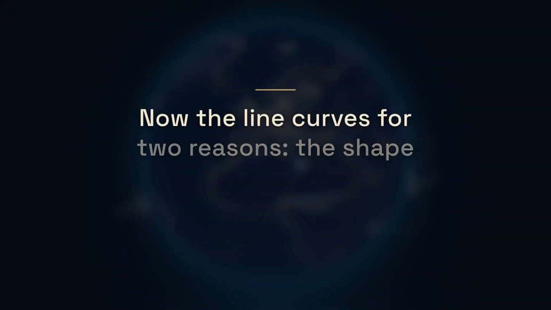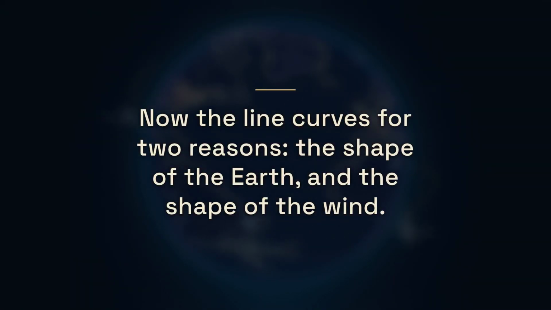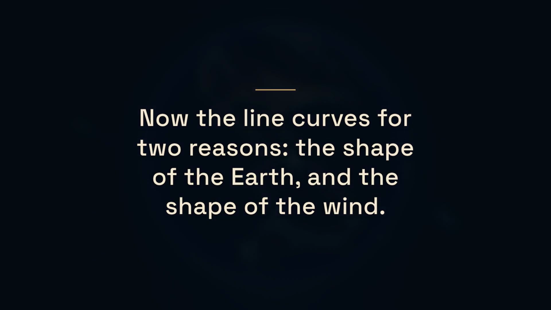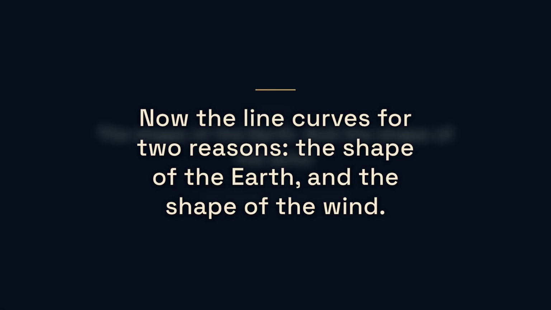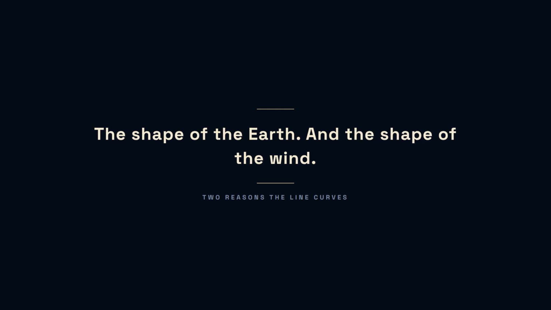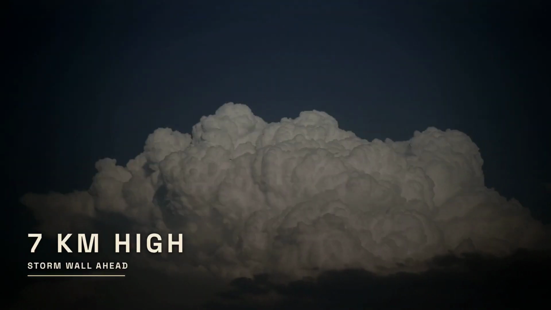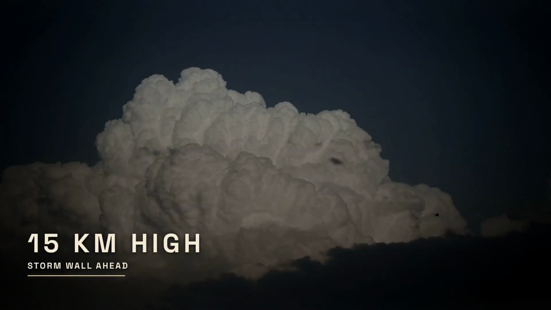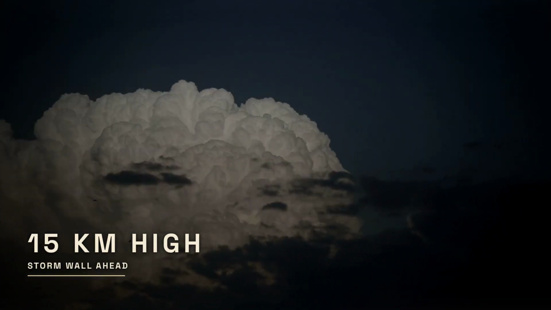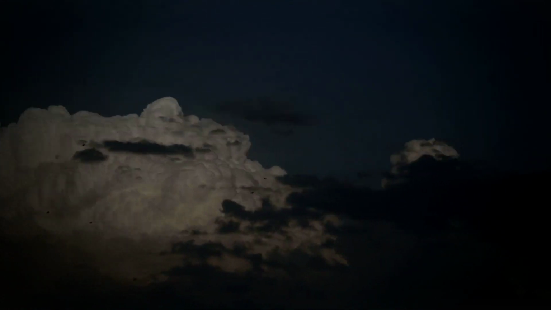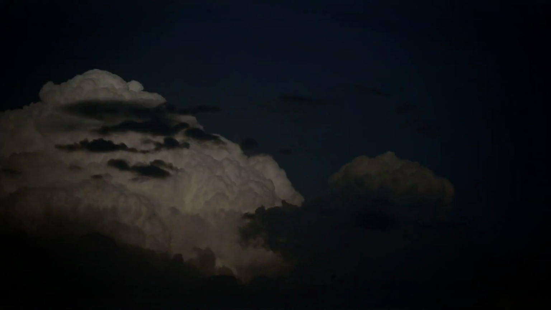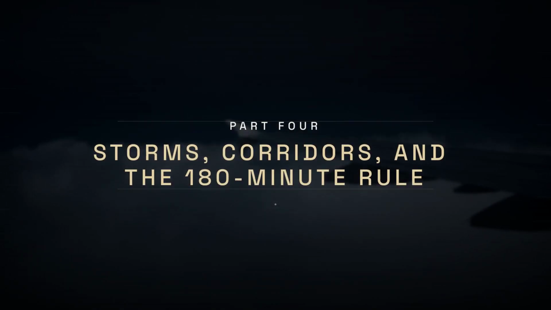The curved line you see is now curving for 2 reasons: the shape of the Earth and the shape of the wind. But even the perfect wind route is not the whole story. Somewhere ahead, a wall of cloud is building to 15 kilometers, and no pilot flies through it. What they do instead is the next piece.